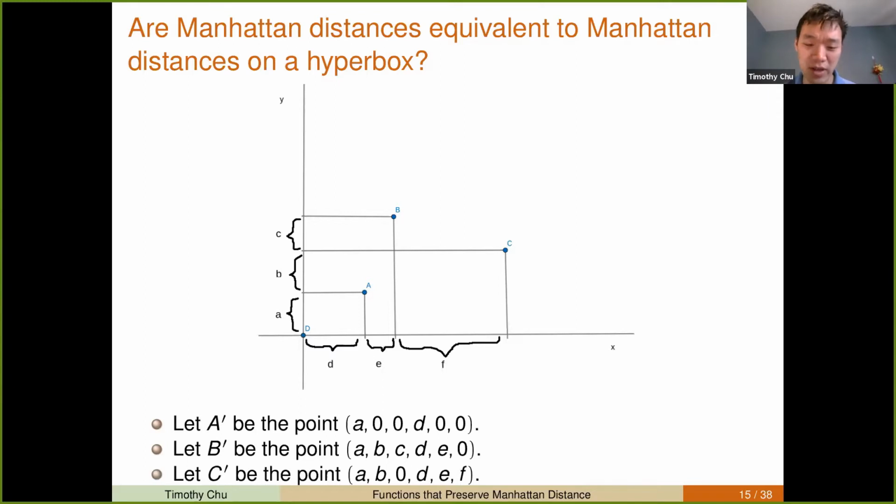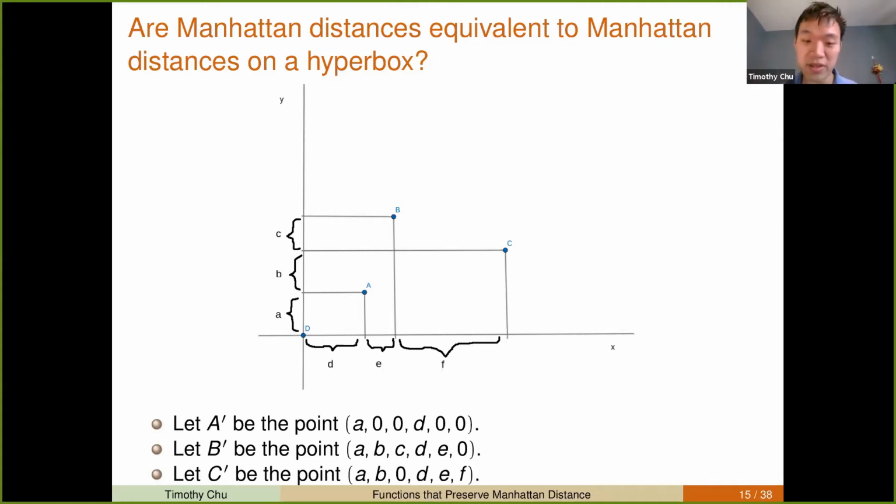And I'll just give you about 5-10 seconds to verify that these points have the Manhattan distances we want, and moreover, that they are on the corners of a 6-dimensional box with side lengths A, B, C, D, E, and F. You can get away with fewer dimensions, but we're not worried about dimensions for now. Great. Are there any questions on this?